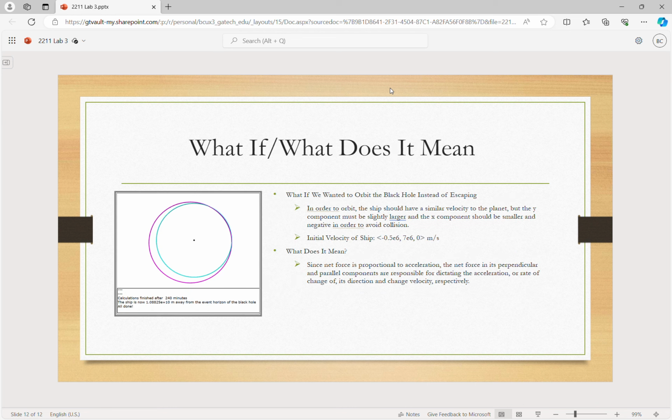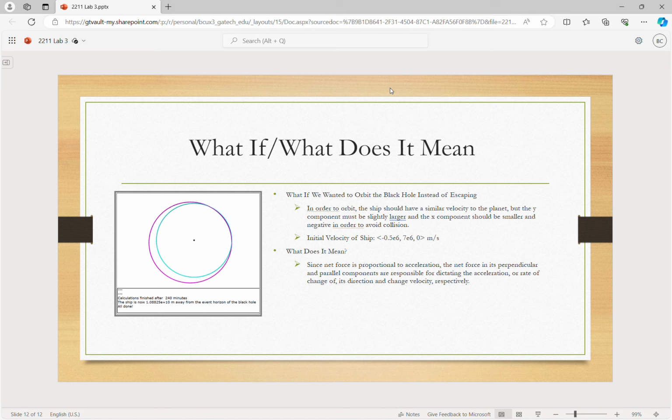And then lastly, what if and what does it mean? What if we wanted to orbit the black hole instead of escaping it? In order to orbit, the ship should have a smaller velocity relative to the planet, but the y component must be larger and the x component should be smaller and negative in order to avoid the collision. As you can see to the left, we have our ship circling around and entering orbit, exactly what they wanted us to do. We got this through trial and error again. The initial velocity of the ship is negative 0.5 e to the 6th, 7 e to the 6th meters per second.